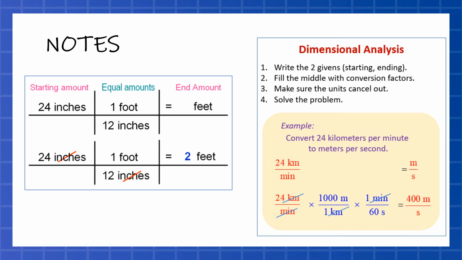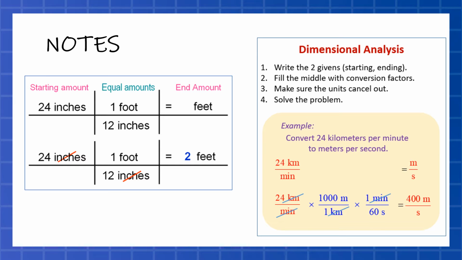First up, let's remind ourselves that test 2 starts with dimensional analysis, and that's the process of converting from one set of units to another. The way we do that is first we write the two givens, where we start and where we're going to end, and then we fill in the middle with conversion factors.